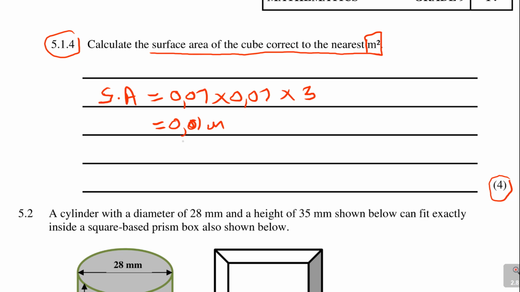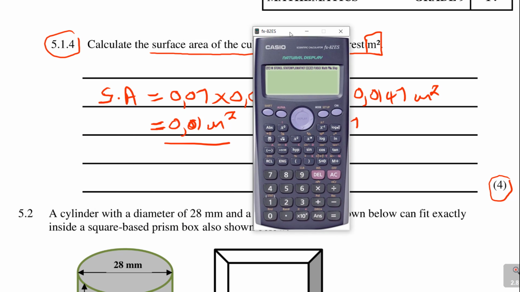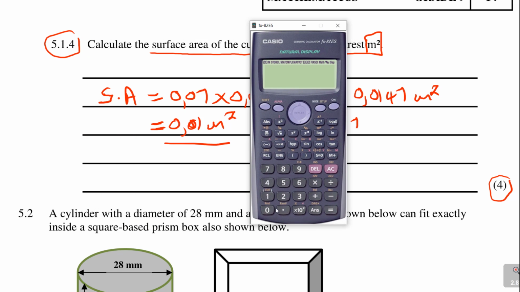0,01 meter squared. Remember, the answer was actually 0,0147. You can write it here, 0,0147 meter squared, then equal to, then you round off. Did you see how I rounded off to 2 decimal places? Let me repeat again. This is what you do. You get your answer as 0,0147. This was our answer, equal to.